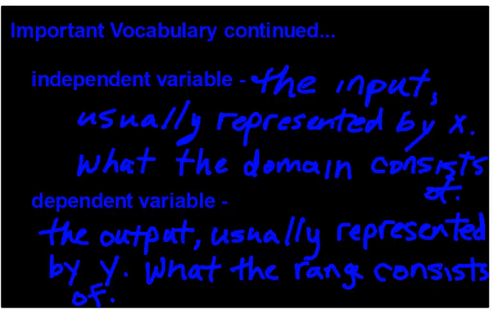The dependent variable is the output, which is usually represented by y values or by y, and it is what the range consists of. All of the y values are what determine what the range is.